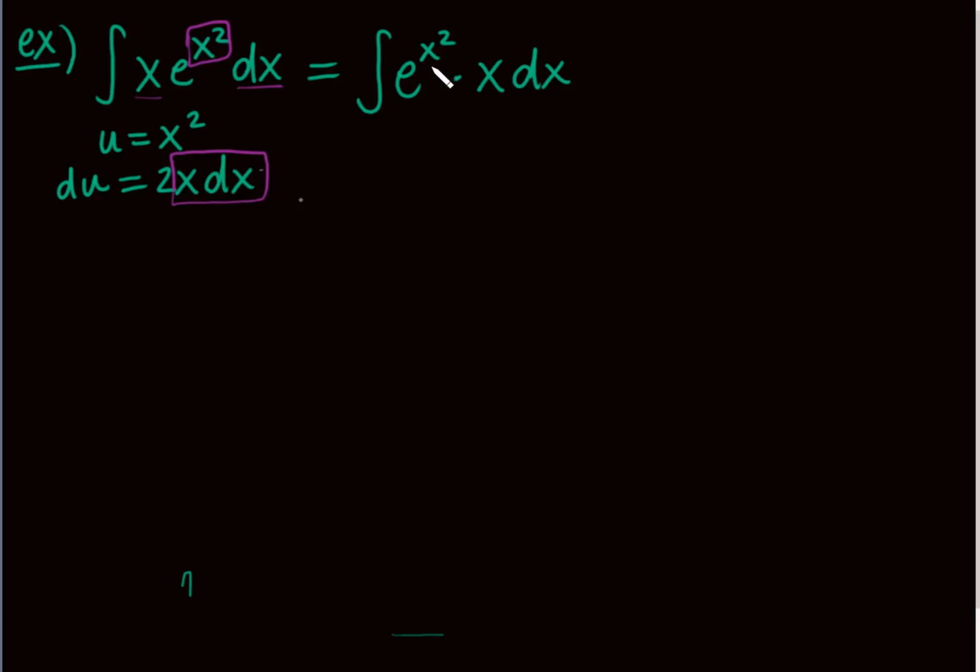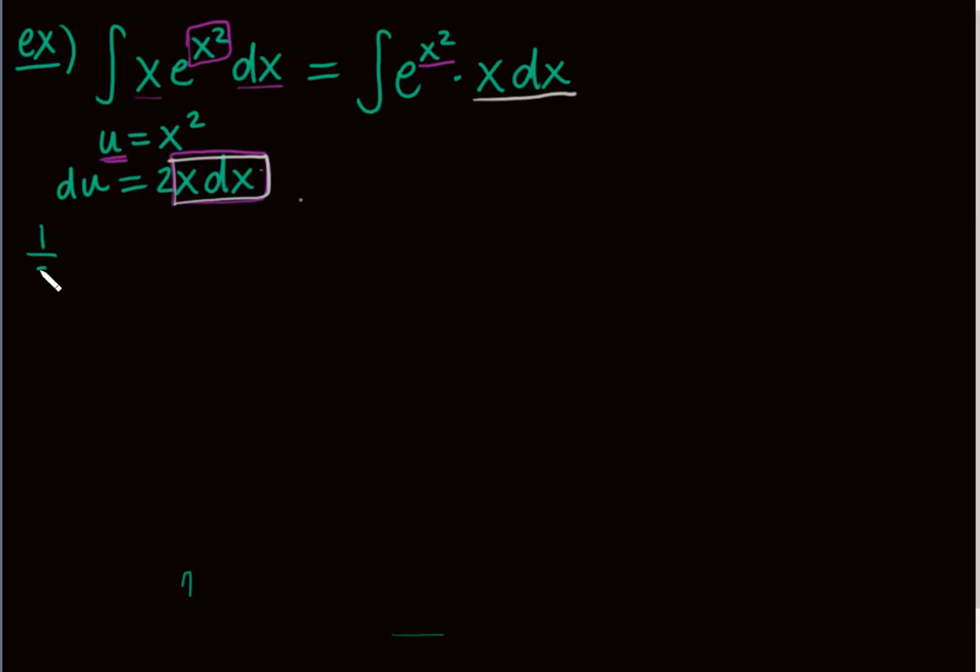I just want to push them aside for a moment and then I'll come back. This x squared is going to be replaced, right, with u. And then if I keep looking at this, I want this x dx to be replaced by something. So what is this x dx going to be replaced by?